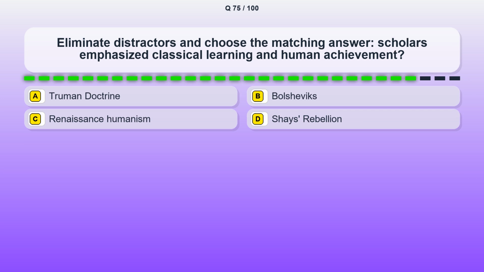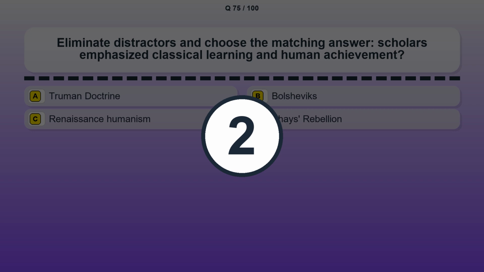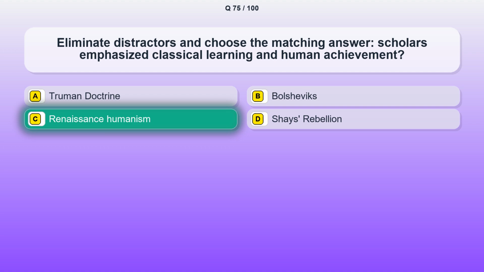Question 75. Eliminate distractors and choose the matching answer. Scholars emphasized classical learning and human achievement. Option A, Truman Doctrine. Option B, Bolsheviks. Option C, Renaissance humanism. Option D, Shays Rebellion. The correct answer is option C, Renaissance humanism.